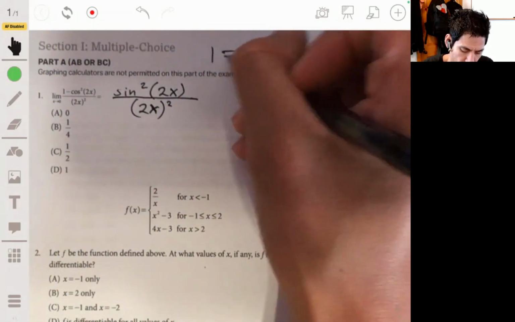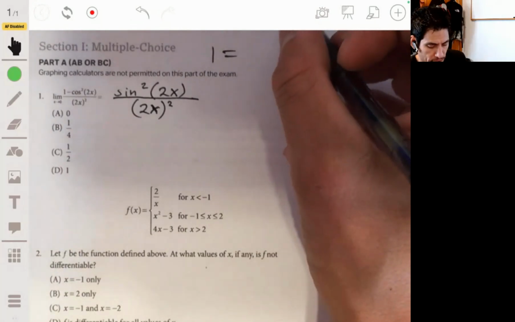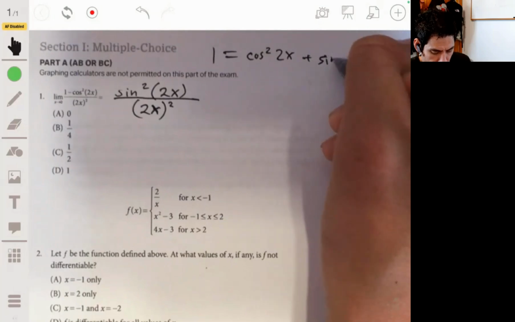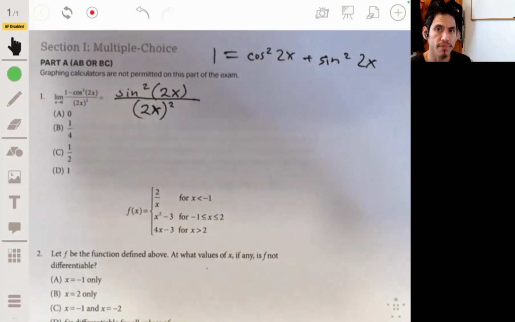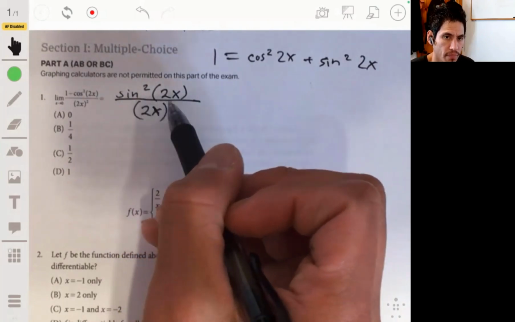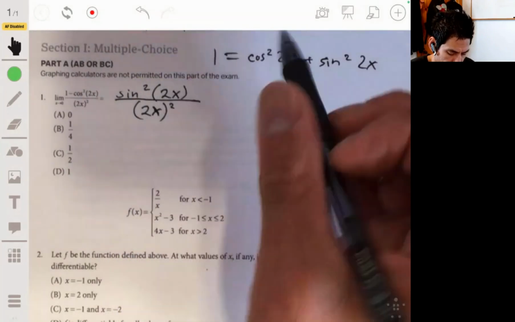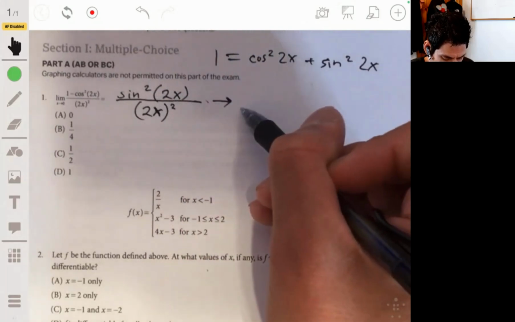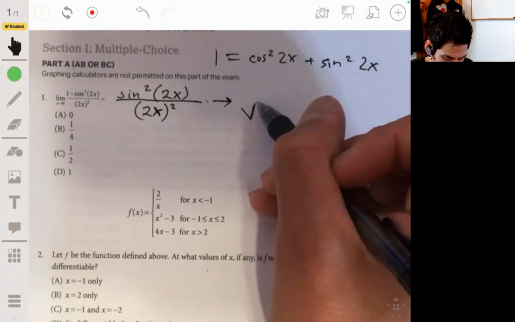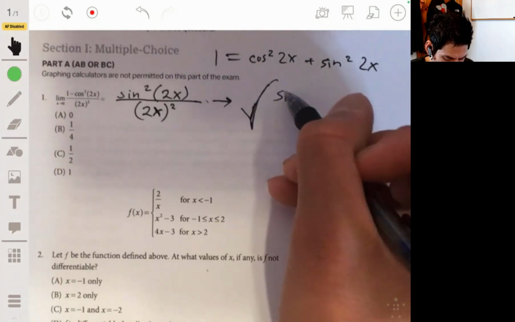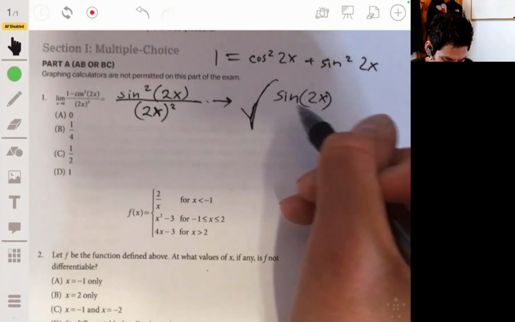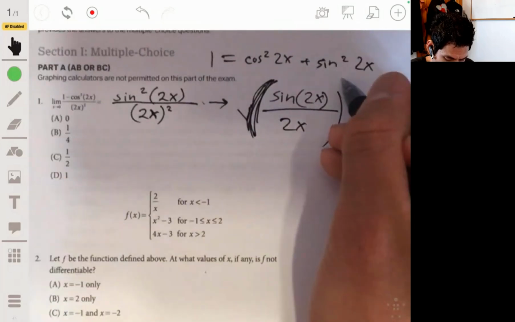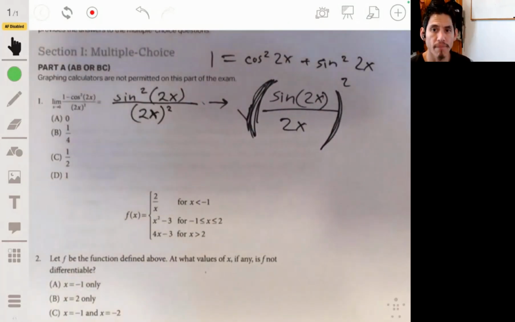That's because if you remember the Pythagorean theorem, 1 is equal to the cosine squared of 2x plus the sine squared of 2x. Now for me here, you can just ignore the squares because with the limit property, this is the same as this whole thing being raised to the second power. So I can rewrite this with the whole top group in parentheses, all to the second power.